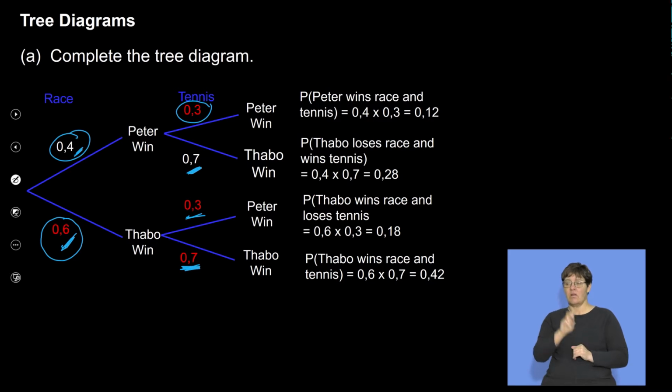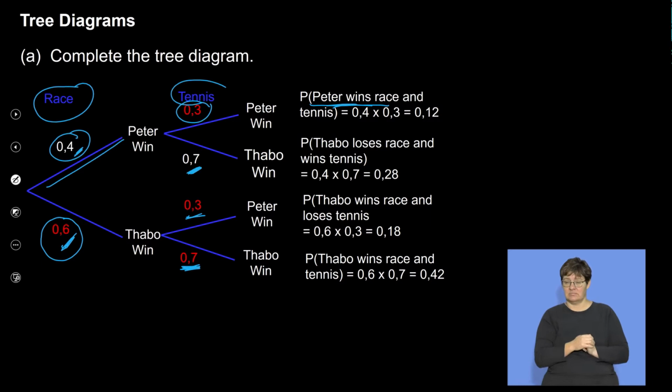Then let's look at the possible outcomes, because if we have a tree diagram, we can just trace the possible outcomes. So what are the possible outcomes? Peter wins, and wins a race. Are we together? Because here we're talking about a race in the first branch, and we're talking about a tennis match in the second branch. So the probability that Peter wins race and tennis will be 0.4 times 0.3, which will give us 0.12.